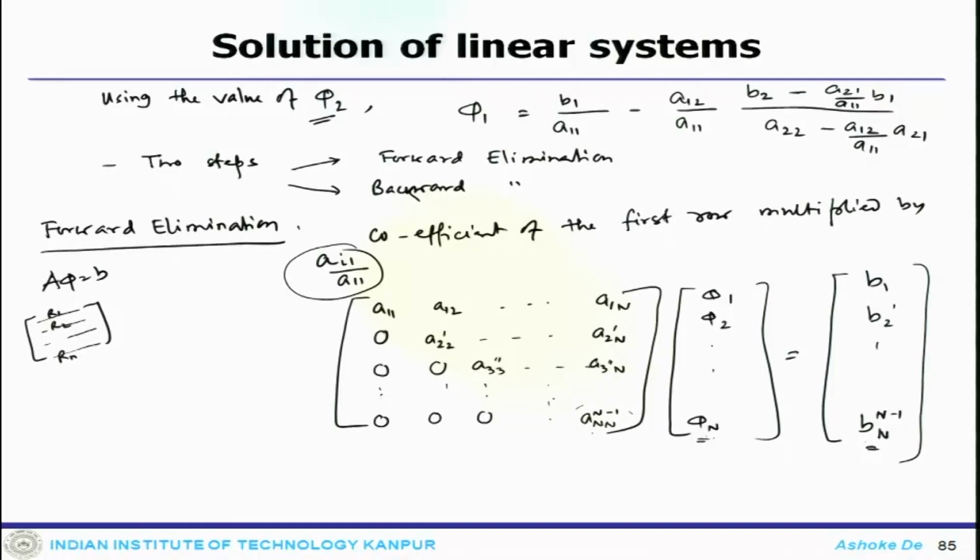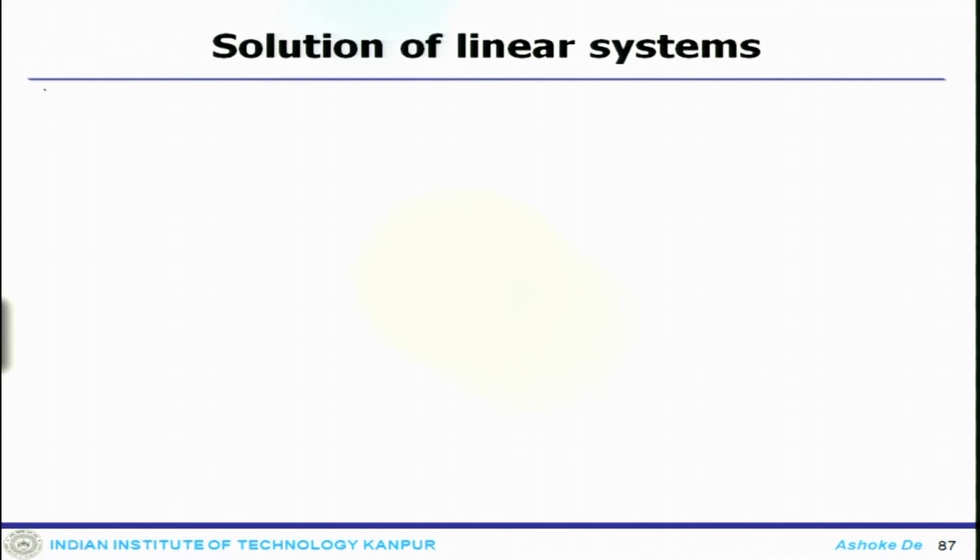Once you get this one, the last but one will involve two equations and two unknowns, which include phi n minus 1 and phi n. Since phi n is obtained, then you can replace that and get phi n minus 1, and so on. You can move from the bottom to up, and finally you can get each variable like that. So, the next step is backward substitution, where you get the individual variables by computing directly.